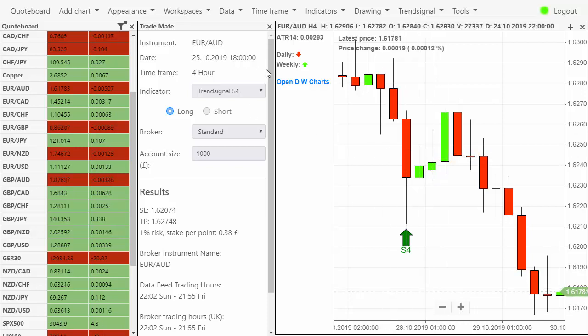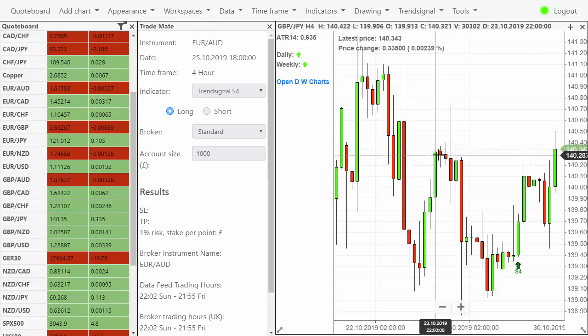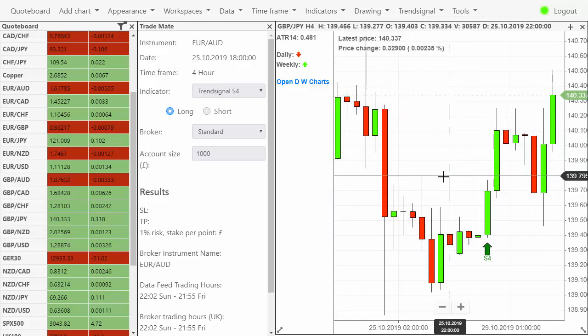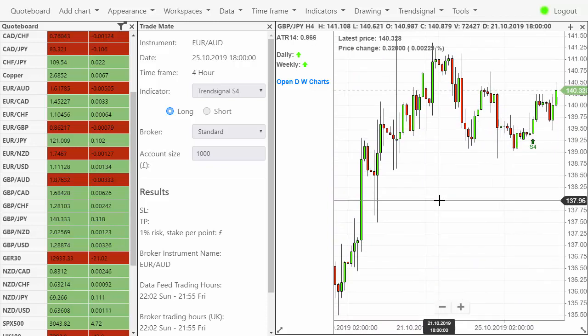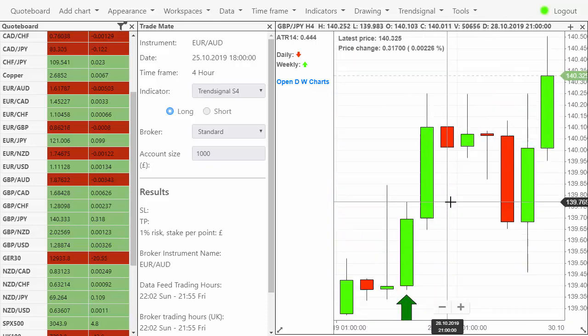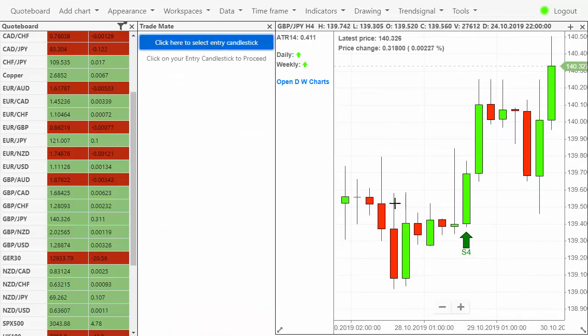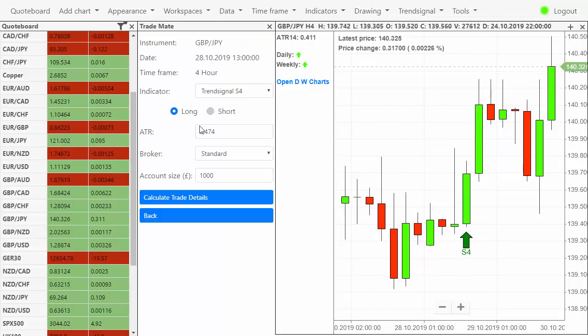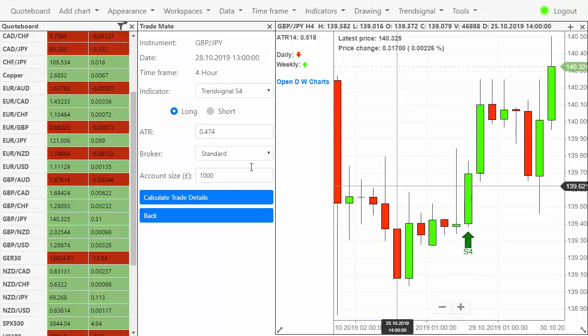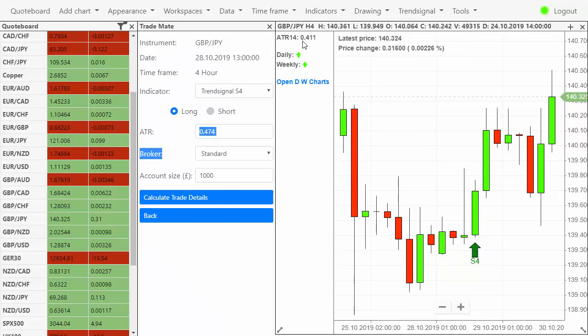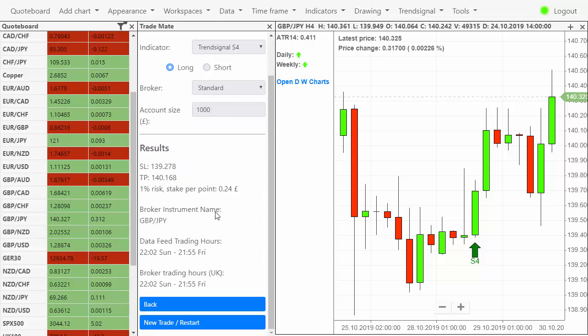So the last one we need to look at is on sterling. There's been a lot of exciting action in sterling recently, obviously, with all the Brexit news. There's been a lot of volatility within these. But looking into it, if we go to the TradeMate tool, select the candlestick in question again, we're going long, we're buying on the S4 strategy. The ATR, again, taking the standard. The broker is standard, and the account size, enter what you entered previously.